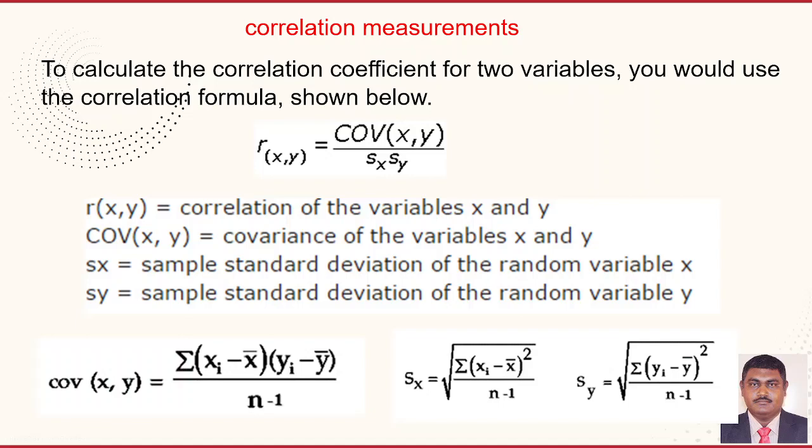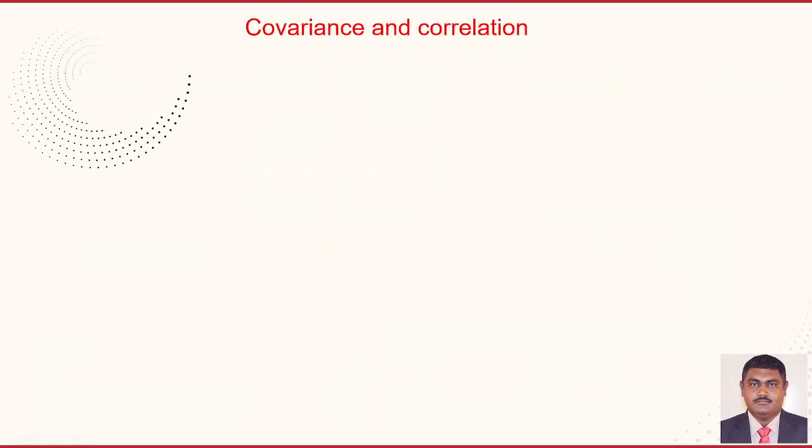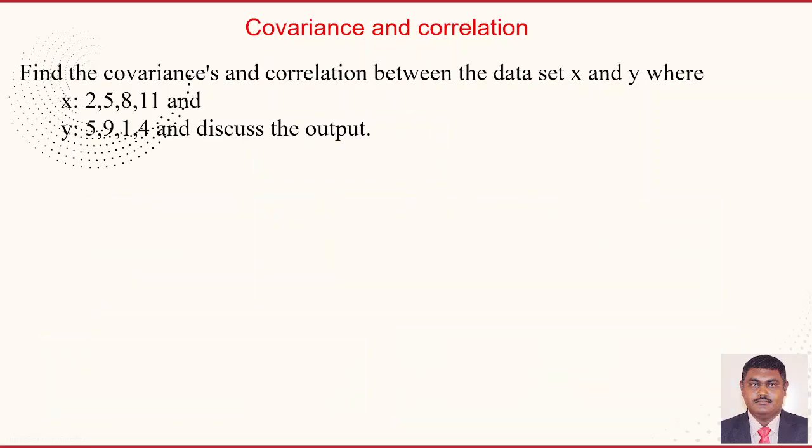These things we can also verify using the R program. Now let us see that example. Find the covariance and correlation between the data sets x and y, where x is 2, 5, 8, 11 and y is 5, 9, 1, 4, and discuss the output.